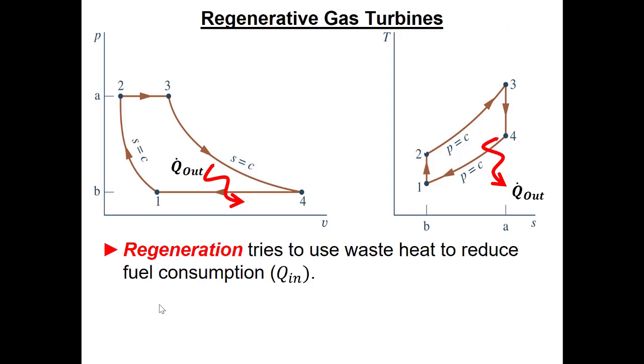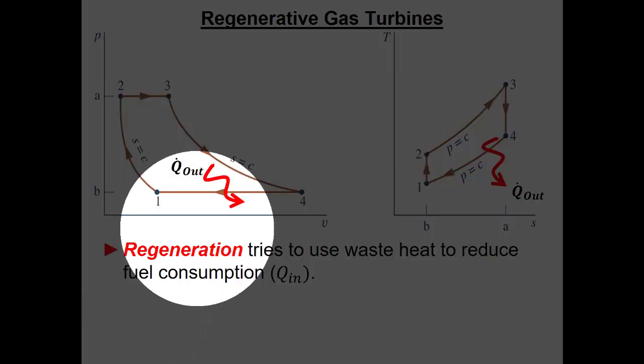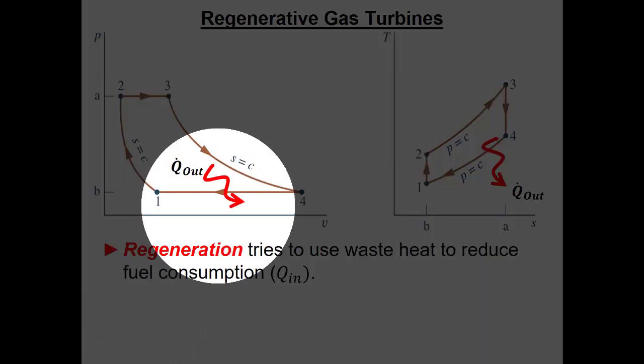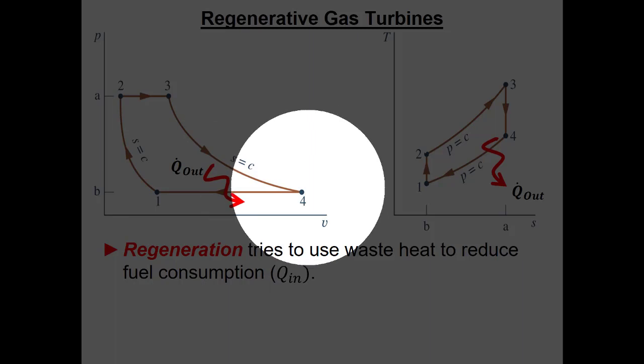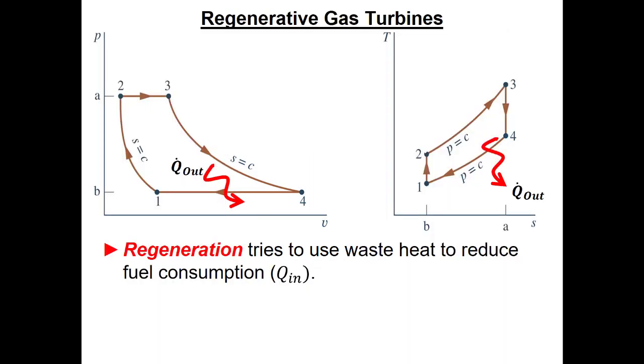So in regeneration, what we're trying to do is capture some of this heat that we would otherwise waste, right? So here we know that 4 is really an exhaust port out into the environment. But that air at that point still has some temperature. So what we try to do with regeneration is capture some of that enthalpy that's still in that exhaust fluid and transfer it into the fluid that's coming into the combustor here.